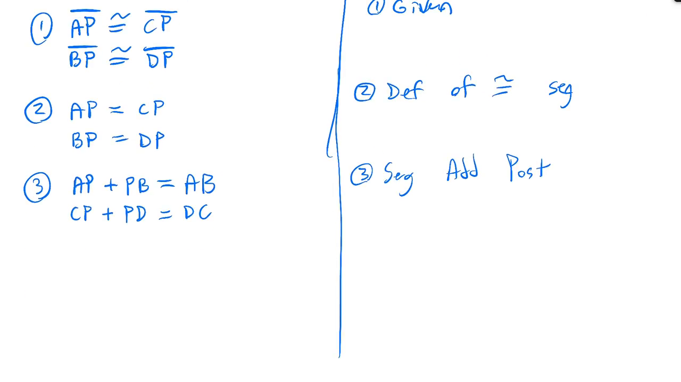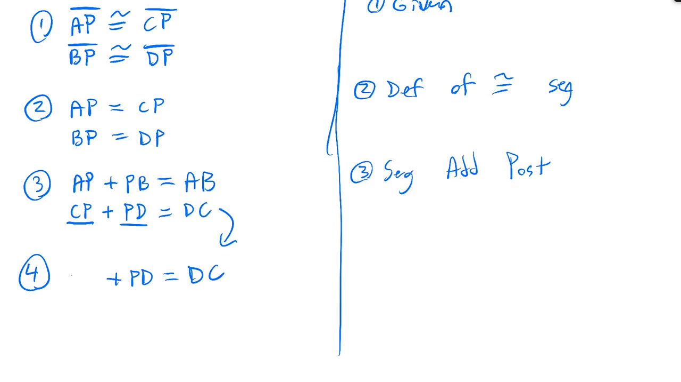So we've got lots of options here. For step 4, what I'm going to do is I'm going to do substitution here. So I'm going to replace these two. Okay, so I'm going to go down here and I'm going to say, well, I could replace CP with AP. So I'm going to go AP plus PD equals DC. And that's substitution. I'm just in a different color. I'm going to show that instead of CP, I put in an AP there. Okay.